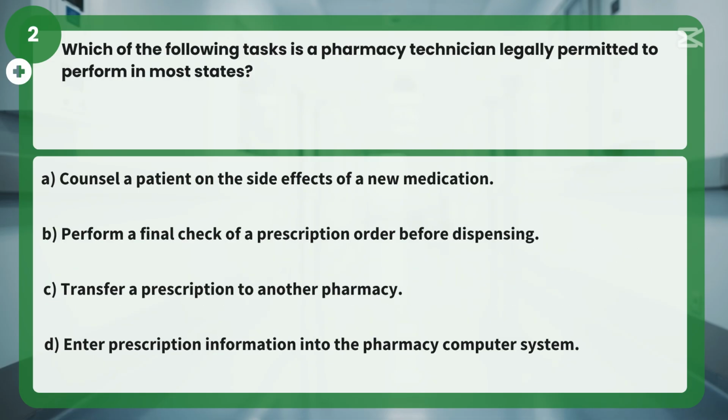Question 2. Which of the following tasks is a pharmacy technician legally permitted to perform in most states? A. Counsel a patient on the side effects of a new medication. B. Perform a final check of a prescription order before dispensing. C. Transfer a prescription to another pharmacy. D. Enter prescription information into the pharmacy computer system.